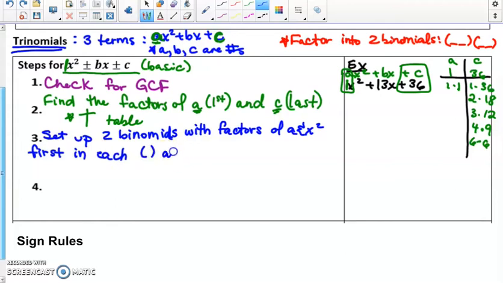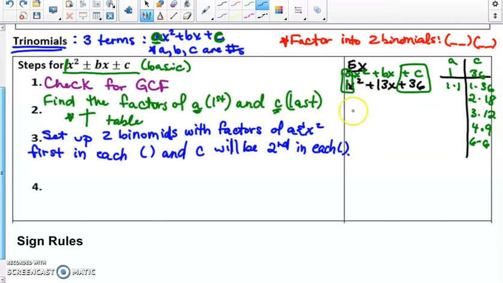Parenthesis, and the factors of C are second. Oh, forgot the word R. Factors of C will be second in each parenthesis. There we go. Now, here's a key part of this.